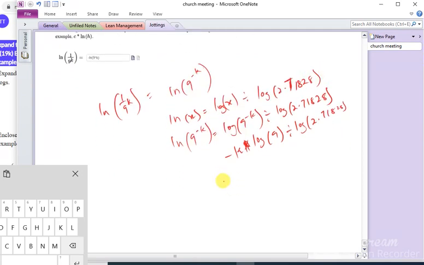Okay, so we can also write it as this minus k. What is log 9? So minus k log 9 divided by log 2.71828. When you divide this over this, you're going to get 2.197, and your answer becomes minus k star, or rather asterisk, open bracket 2.197.